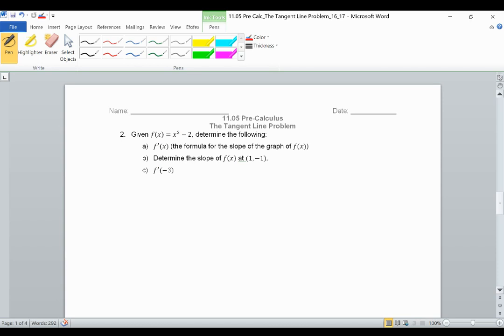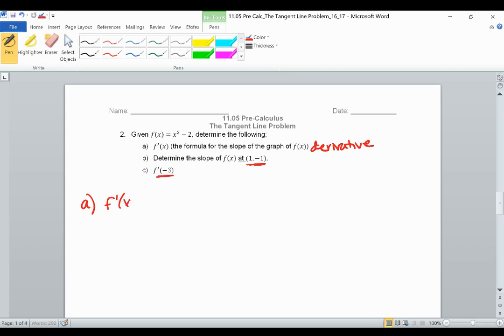So number 2, given f of x equals x squared minus 2, determine the following. So f prime of x, which means the formula for the slope of the graph of f of x, also known as the slope of the tangent line, also known as the derivative. Then part B says determine the slope at x equals 1, -1, so at a specific point, and then also at x equals -3. So again, lots of different ways of saying the same stuff. So I tried to show you all different ways so you'll be prepared for any way the question asks.